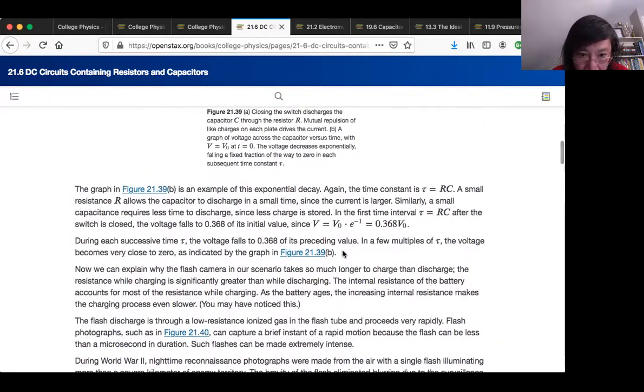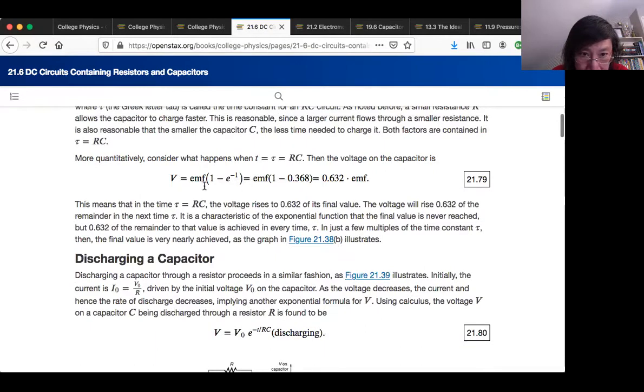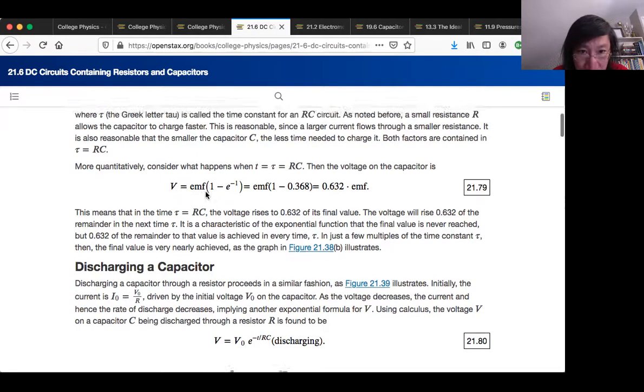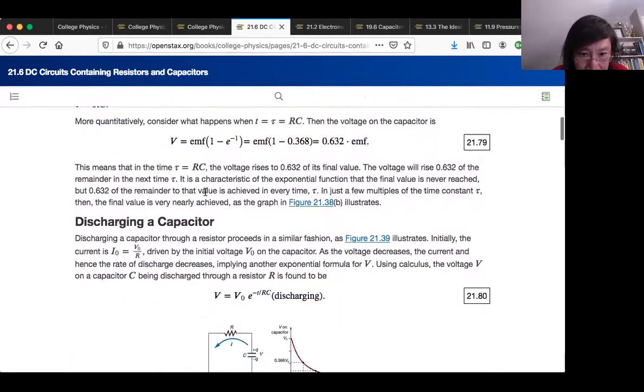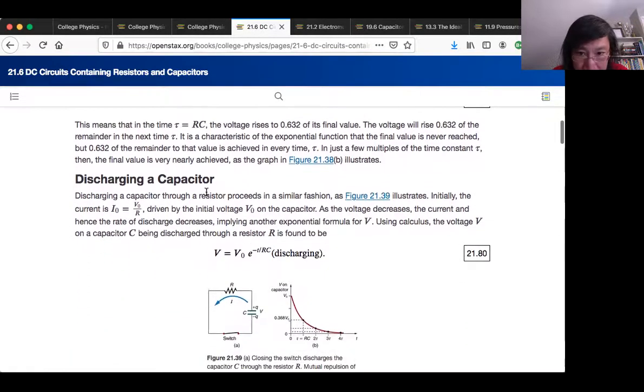Okay, and again, it's that 1 over e thing, right? So the voltage on the capacitor is 1 minus e to the minus 1 times the electromotive force. That's the charging part. And then when you're discharging, it's the opposite direction.